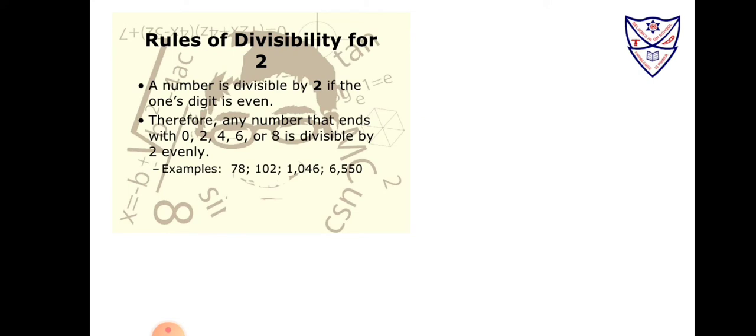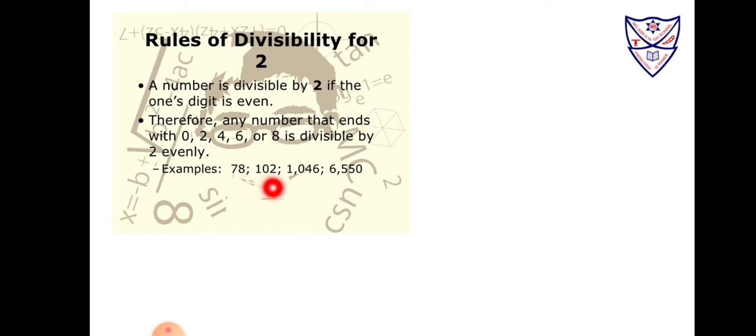Now, let us understand the divisibility of 2. A number is divisible by 2 if the ones digit is even. Means, if the ones digit is even, then that number is divisible by 2. For example, here we have taken 78. Is it divisible by 2? Yes, because it has 8 in the ones digit. So, it is divisible by 2.